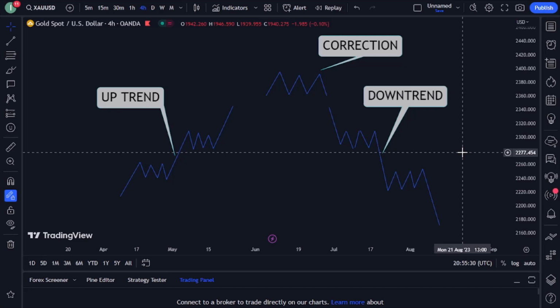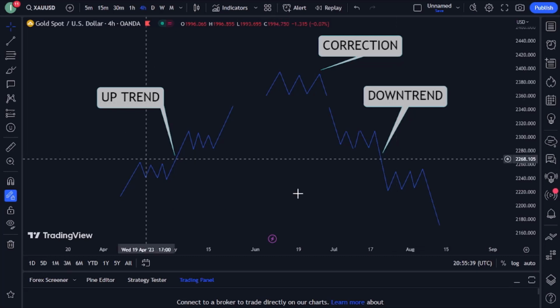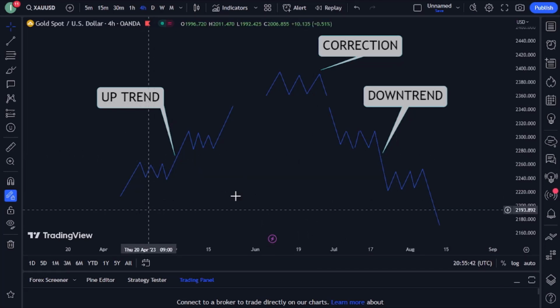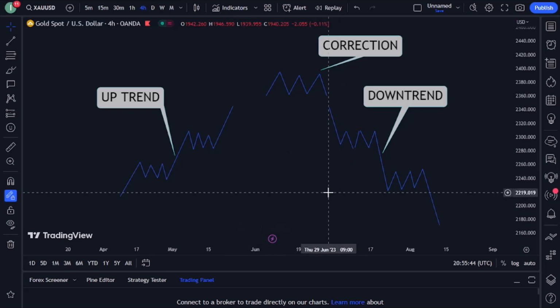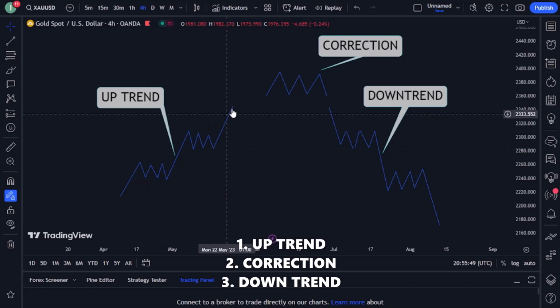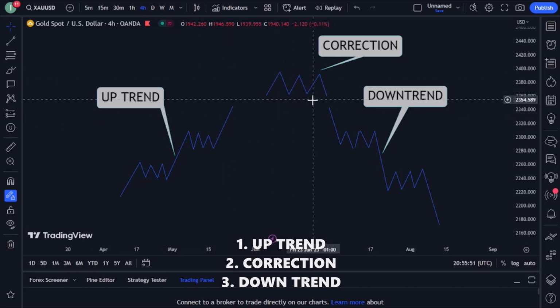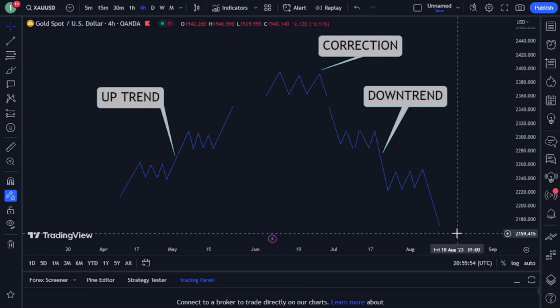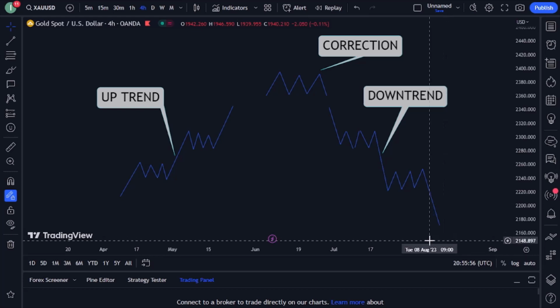Okay, so let's go straight to the chart and let me show you what I'm about to show you right now. All right, look at what we have here, guys. You know, the market moves in three ways. It's either an uptrend, or a correction, or a downtrend. So the most important thing is you have to be able to identify if it is an uptrend or a downtrend.